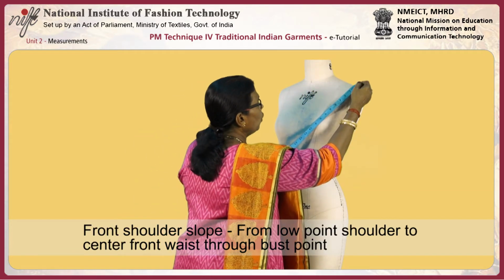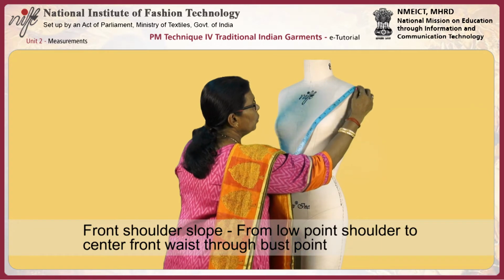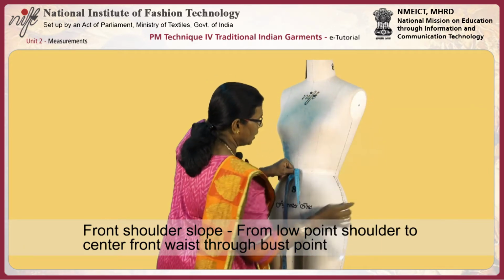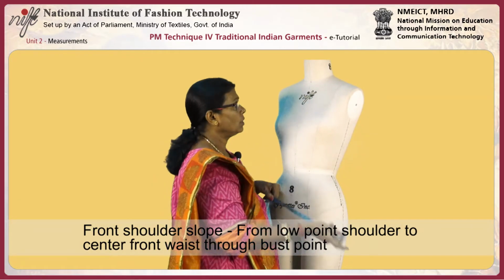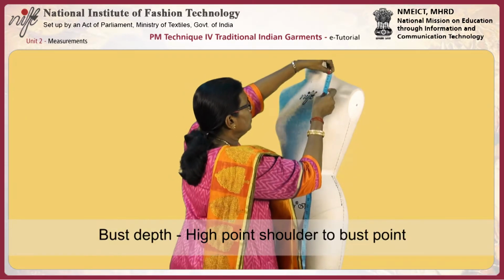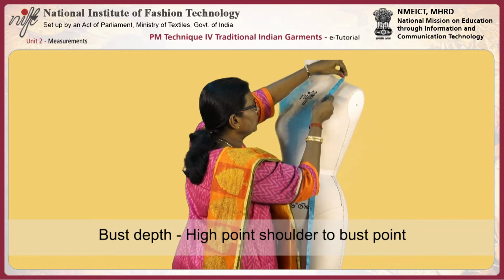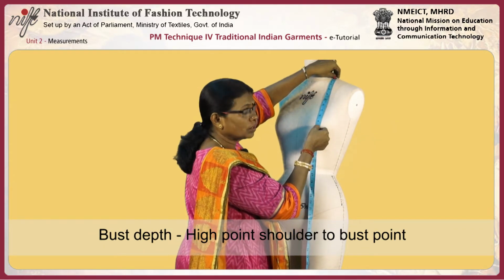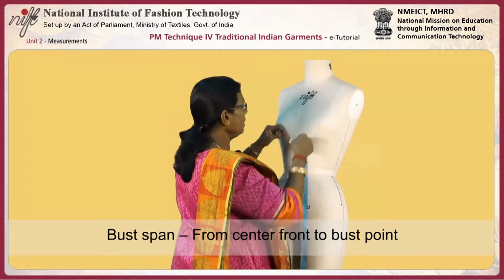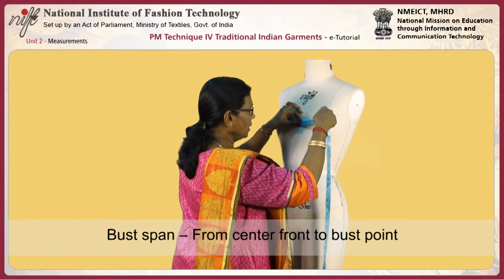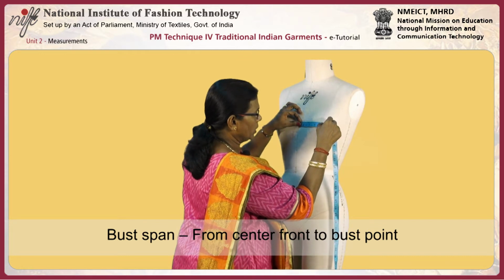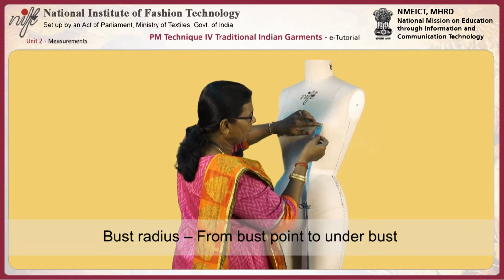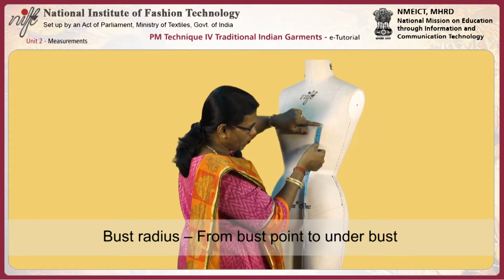Front shoulder slope is from the low point shoulder through the bust point to the center front waist. Then bust depth, high point shoulder to bust point. Bust span from center front to bust point. Bust radius from bust point to under bust.